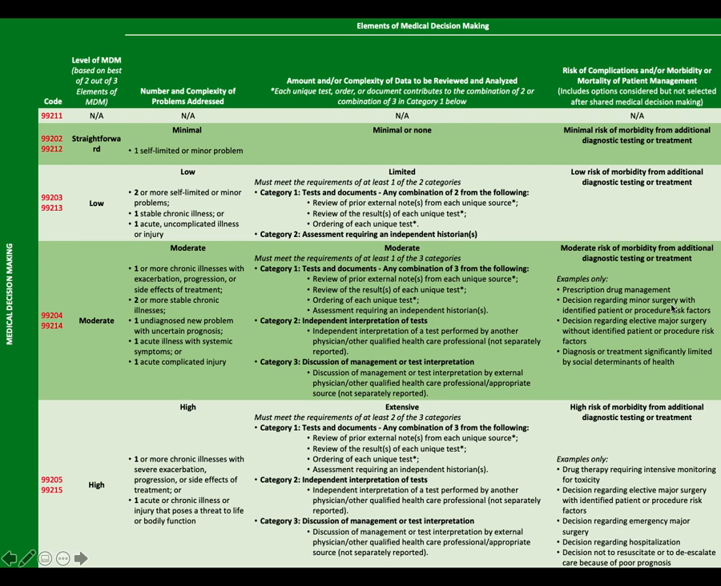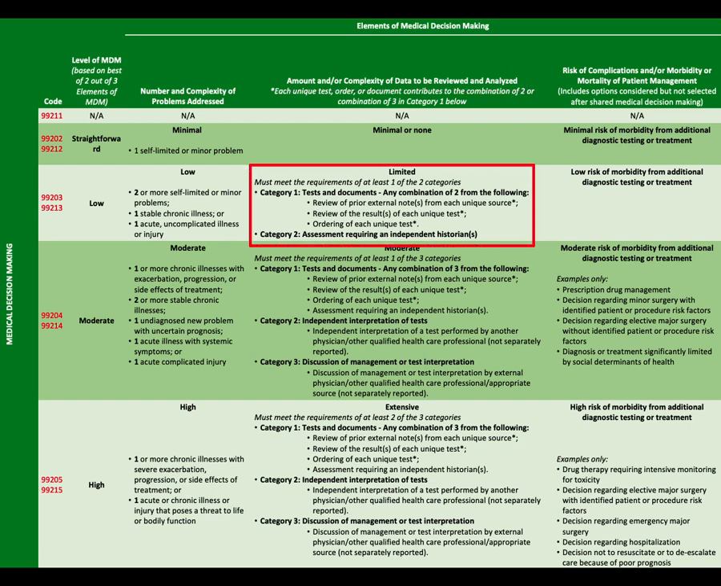I know I told you that the data column will be rarely used. The actual name of the column is amount and/or complexity of data to be reviewed and analyzed. For the sake of those rare times when it is useful, I'm going to go through how to use this column and, a bit later, definitions of certain terms in this column. The algorithm is a bit different depending on whether the data is limited for 99203 and 99213, moderate for 99204 and 99214, or extensive for 99205 and 99215.